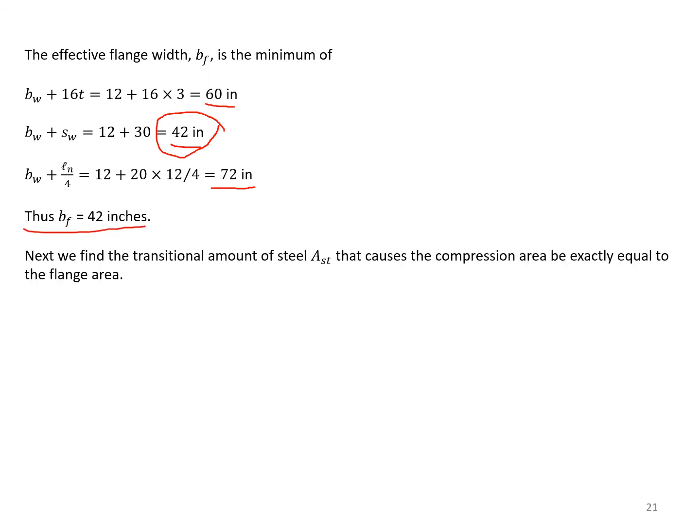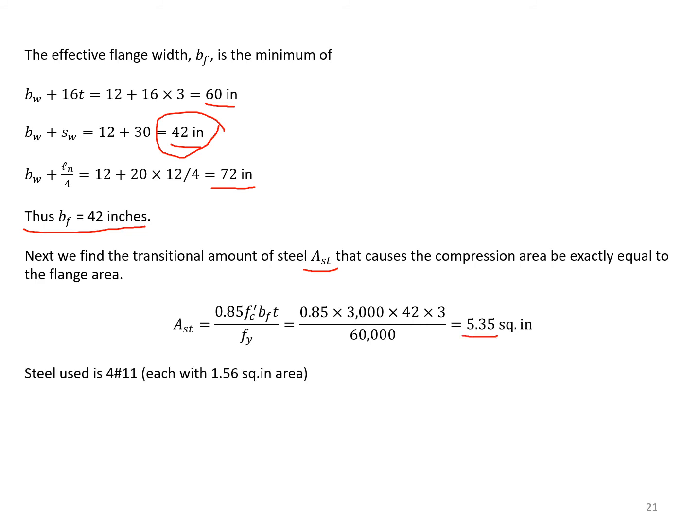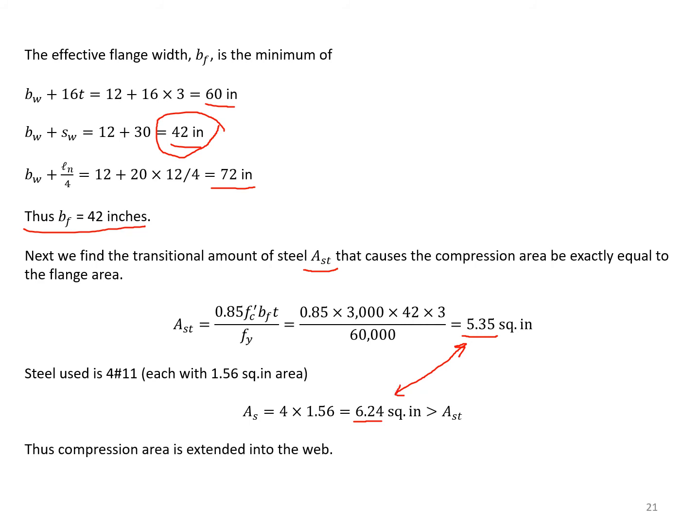Then we talk about the transitional AST. AST is 0.85 f'c b_f t over Fy, and that is 5.35 square inches. Each number 11 has 1.56 square inches of area. Therefore, the total area that we are using is 6.24. As you compare it with this value, we realize that it's larger than that. What does it mean? That means the compression area is extended into the web.